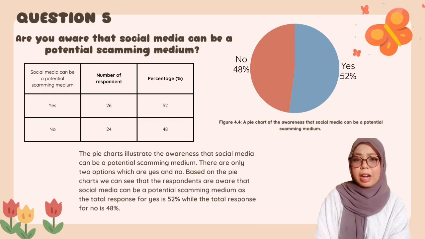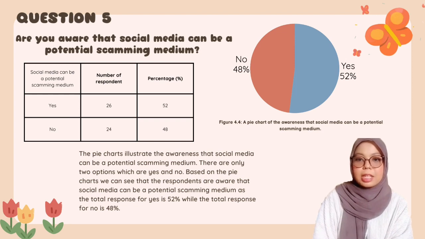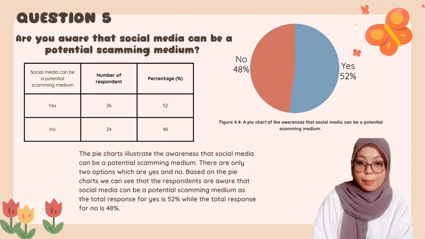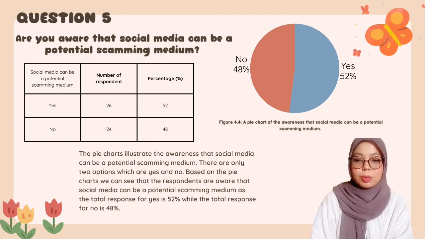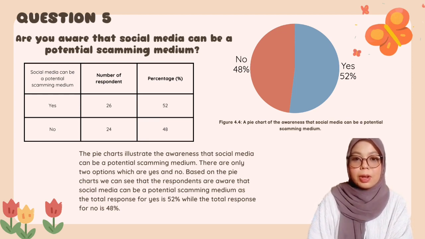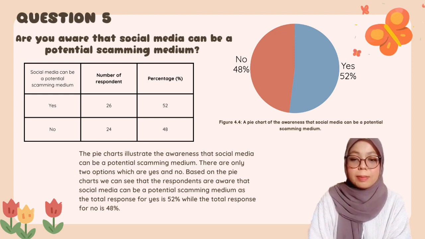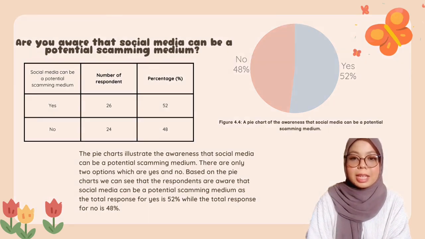Furthermore, question 5. Are you aware that social media can be a potential scamming medium? Figure 4.4, a pie chart of the awareness that social media can be a potential scamming medium. There are only 2 options, which are yes and no. Based on the pie charts, we can see that the respondents are aware that social media can be a potential scamming medium, as the total response for yes is 52%, while the total response for no is only 48%.